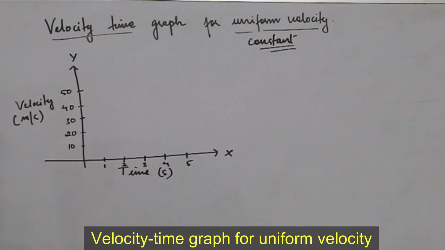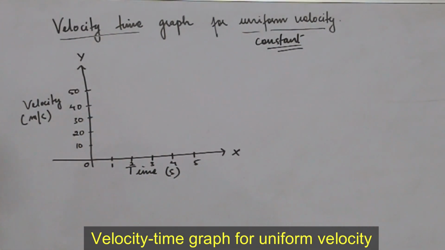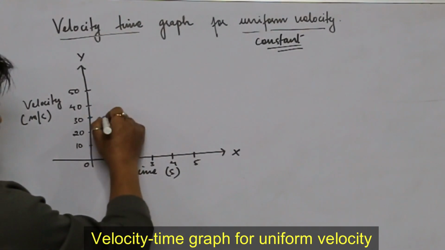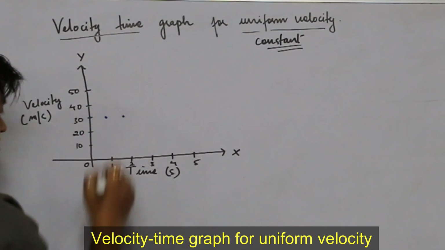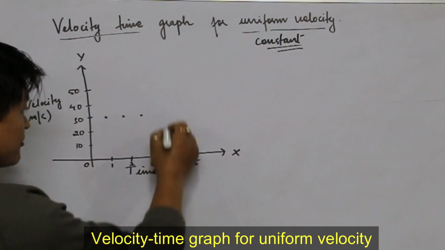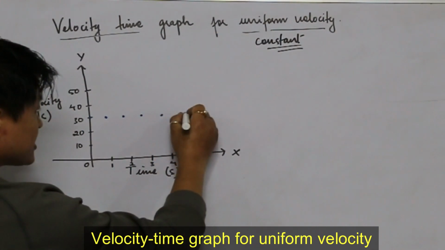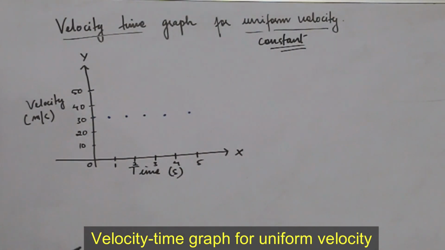Now we have to plot a graph for a uniform velocity. Initially, the body is at 30 meters per second. After 1 second, its speed will remain the same, 30 meters per second. After 2 seconds, again 30 meters per second. After 3 seconds, 4 seconds, 5 seconds. If you see this, the car is not changing its velocity. It is moving with the same velocity.